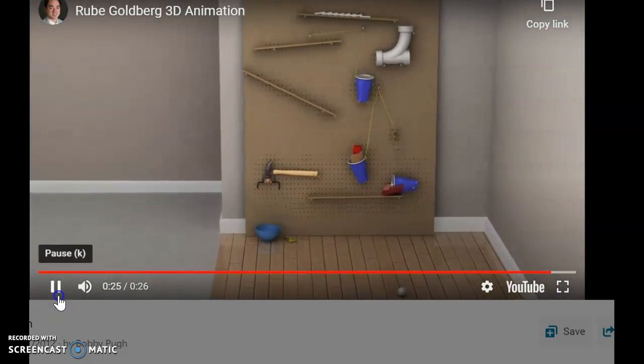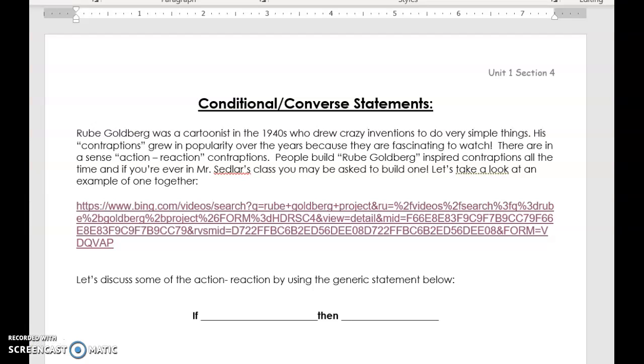All right, so that contraption was intended to, if you saw that there at the end, the hammer smashed into an egg, which cracked it and put the egg yolk in the bowl. So again, a contraption that does everyday actions, but in a creative and fun way. They're fascinating to watch. That's kind of what we're talking about in geometry. So we're discussing action-reaction type statements.